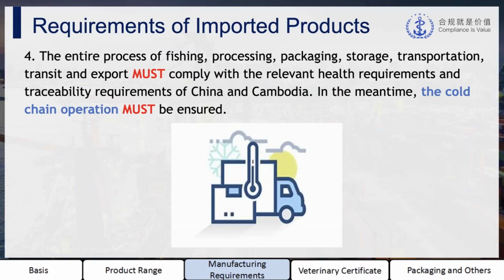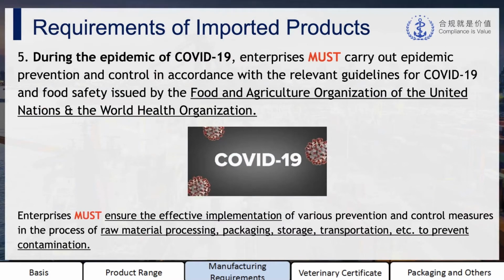4. The entire process of fishing, processing, packaging, storage, transportation, transit, and export must comply with the relevant health and traceability requirements of China and Cambodia. In the meantime, the cold chain operation must be ensured.